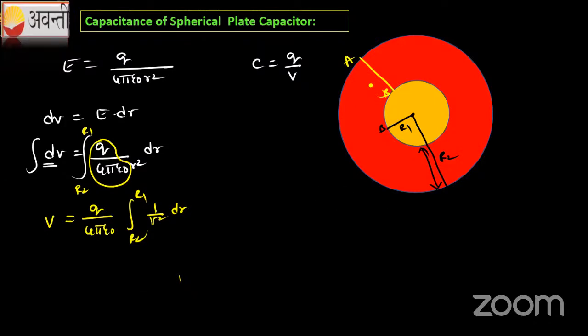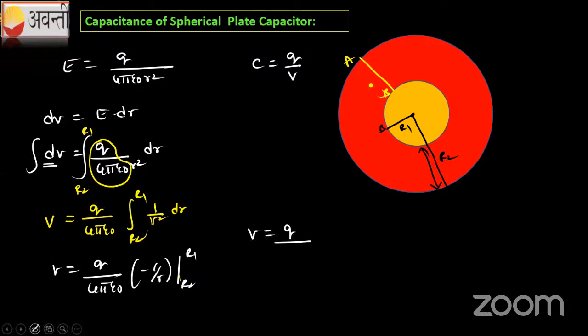Minus 1 by r, means potential value comes to be q by 4 pi epsilon naught into minus 1 by r, integration limit from r2 to r1. Correct now? Next we need to apply the limits. Limit apply करना है. Then V value will come out to be, next I will solve here q divided by, instead of that, in an order I will solve. Okay, it is not good.